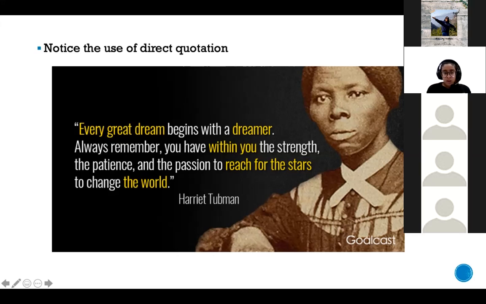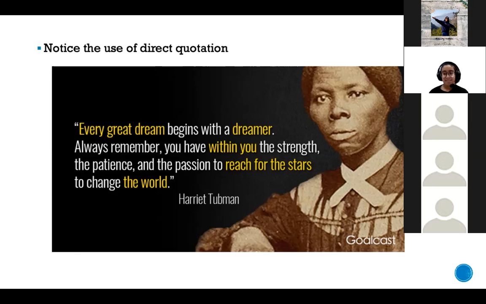Every great dream begins with a dreamer. Always remember, you have within you the strength, the patience, and the passion to reach for the stars, to change the world. By Harriet Tubman.